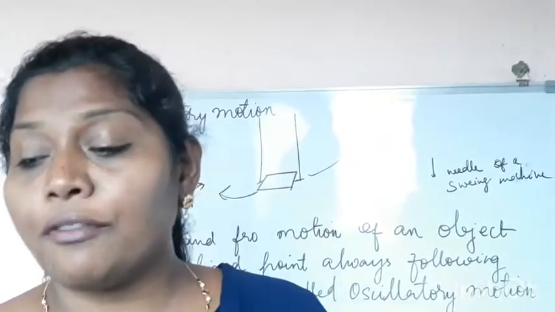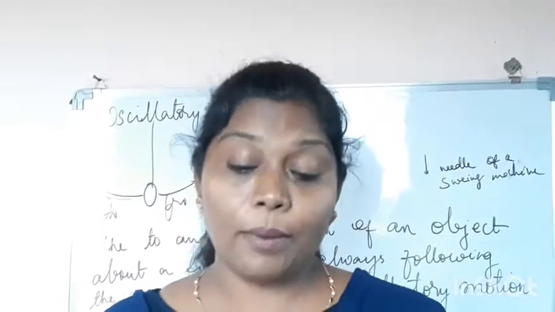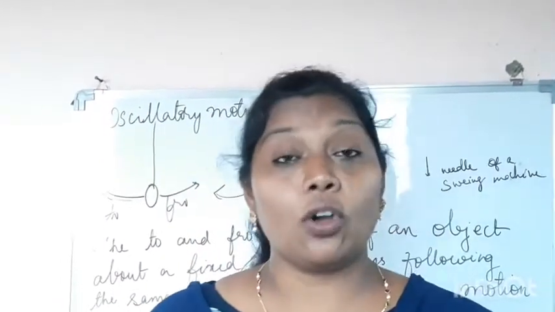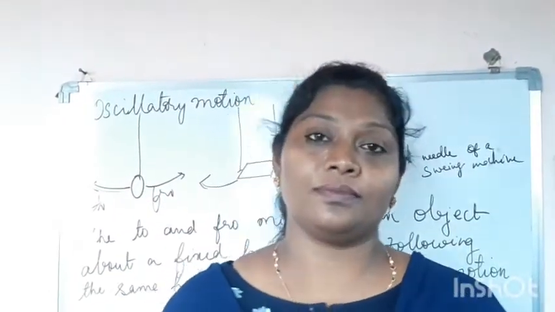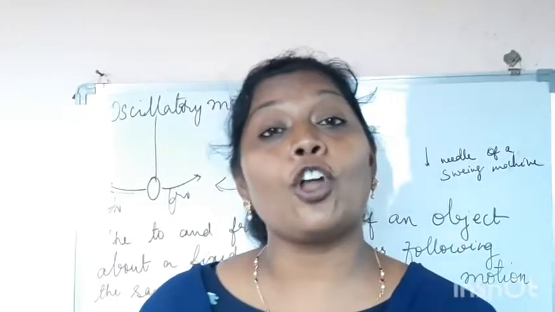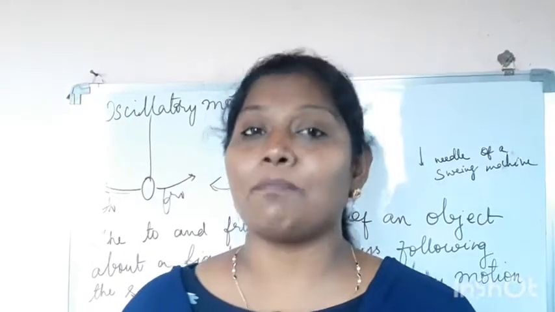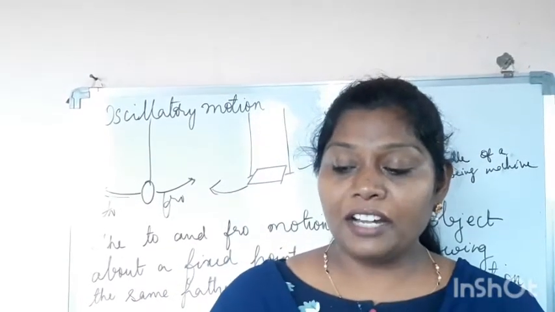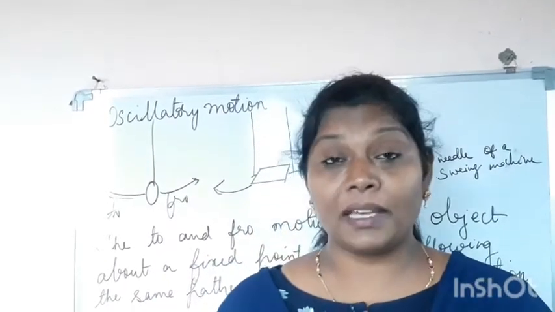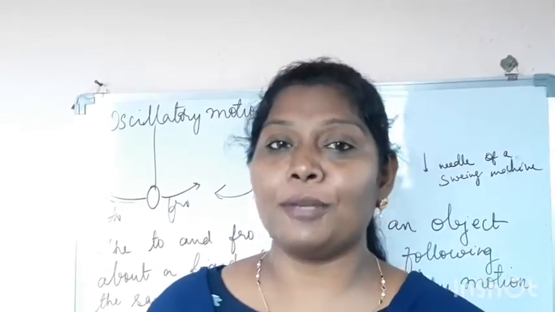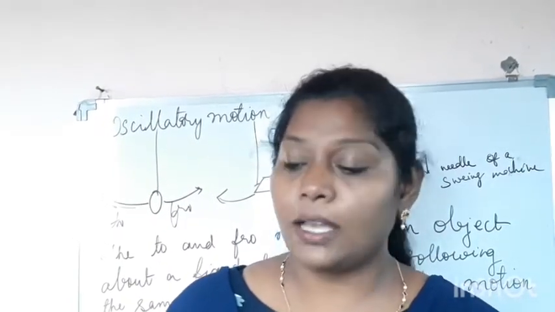So children, there are a few examples given in our textbook. So let us think about whether they are in oscillatory motion or not. A spinning top. A spinning top is following a rotatory motion. Why? Because all the particles are moving in a circular path. Okay. Bullet fired from a gun. The bullet fired from a gun will show translatory motion. Why? Because it follows a straight path.